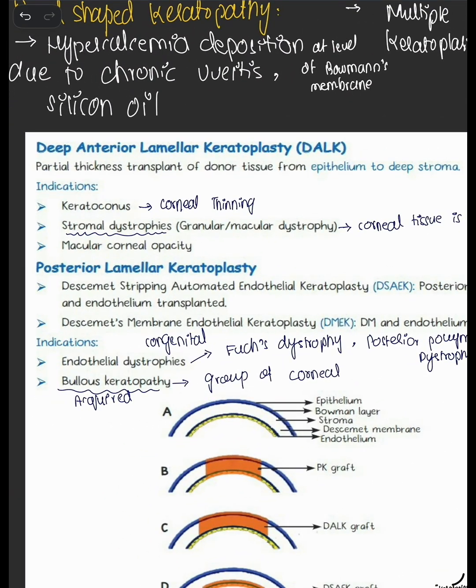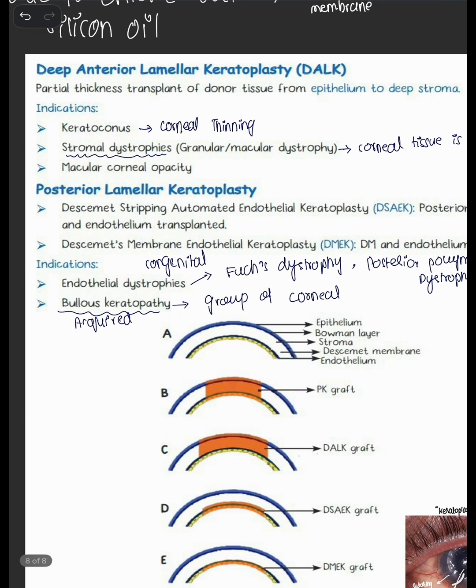So we do the deep anterior lamellar keratoplasty. This is another type, in which a partial thickness transplant of the donor tissue is done, from the epithelium to the deep stroma. So in this deep anterior lamellar keratoplasty, we transplant the epithelium, Bowman's membrane, and the stroma down to the deep stroma. It is used in keratoconus, stromal dystrophies, granular and macular dystrophy, and macular corneal opacity.